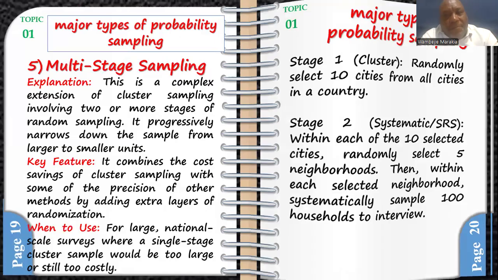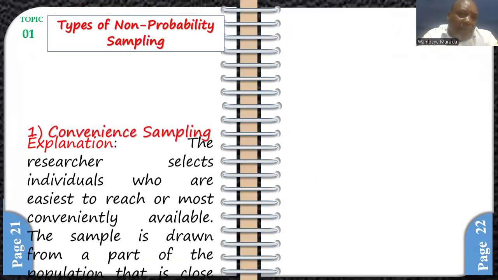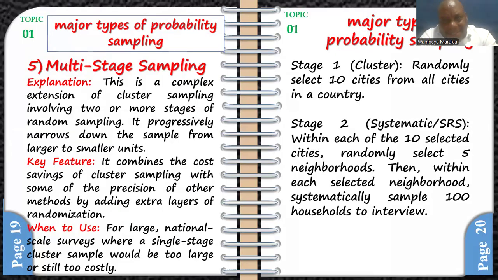Having finished multi-stage sampling, we have finished the types of probability sampling. Now we move on to the types of non-probability sampling.